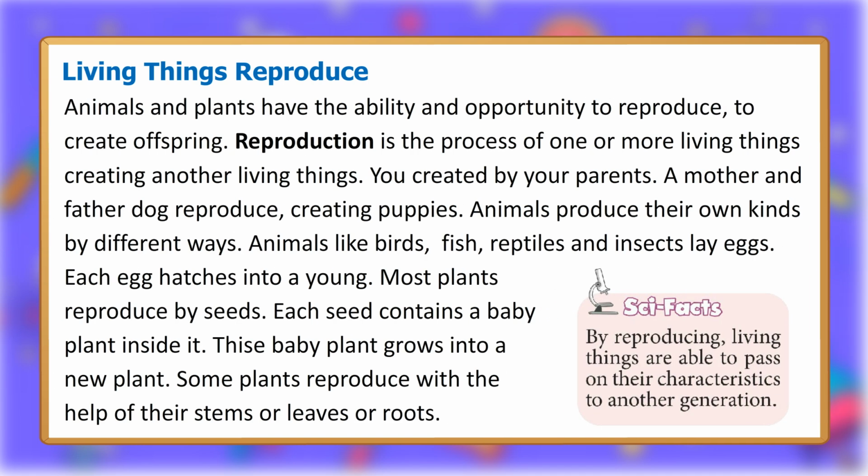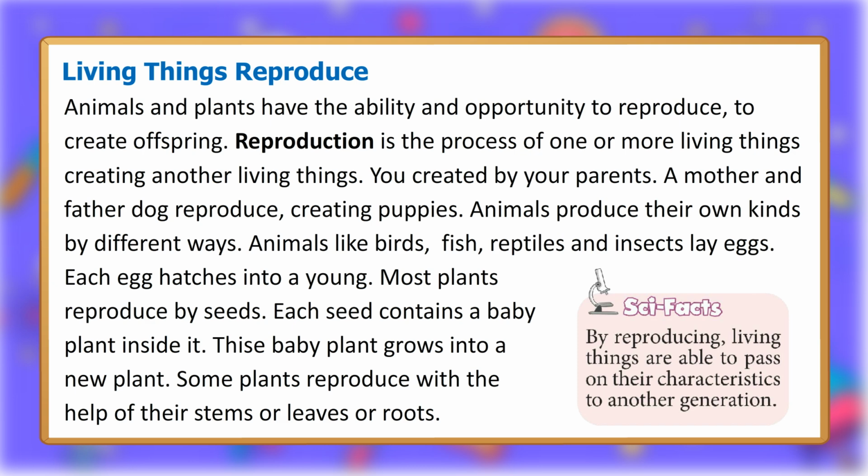Classroom. Living things reproduce. Animals and plants have the ability to reproduce, to create offspring. Reproduction is the process of one or more living things creating another living thing. You were created by your parents. A mother and father dog reproduce, creating puppies. Animals produce their own kind in different ways. Animals like birds, fish, reptiles and insects lay eggs. Each egg hatches into a young one.